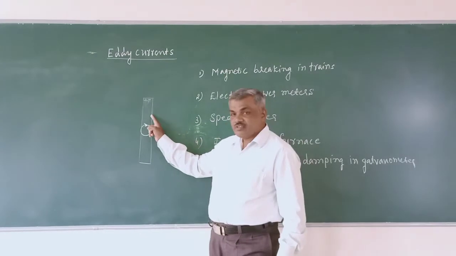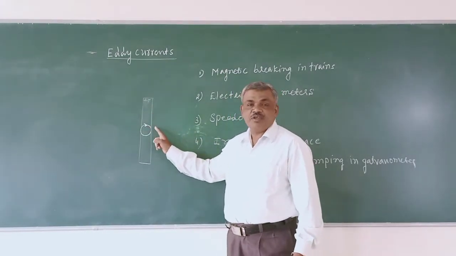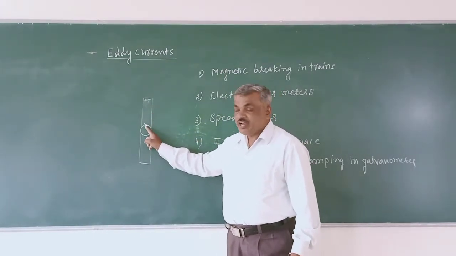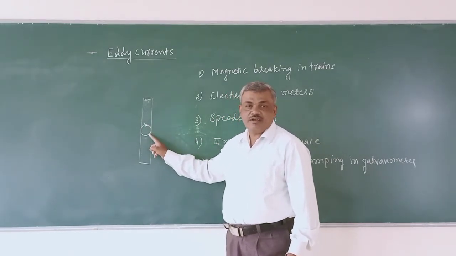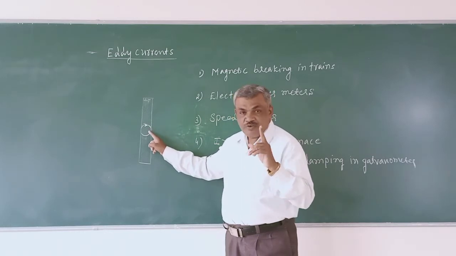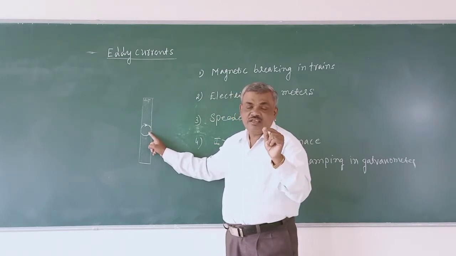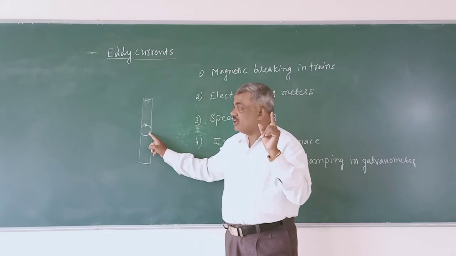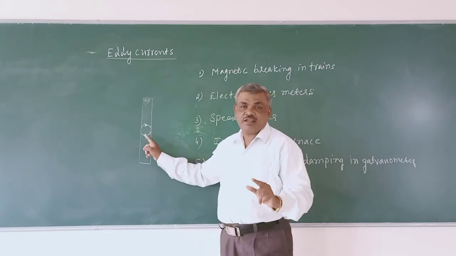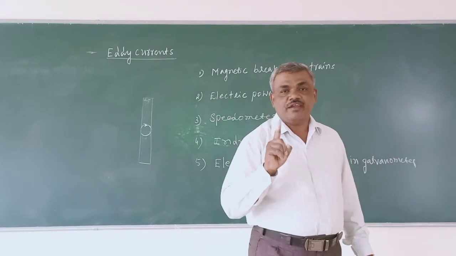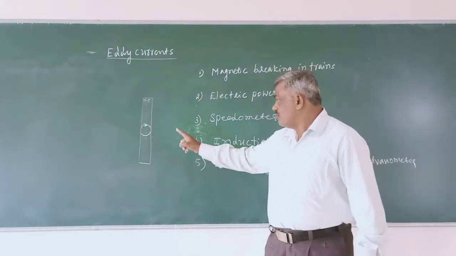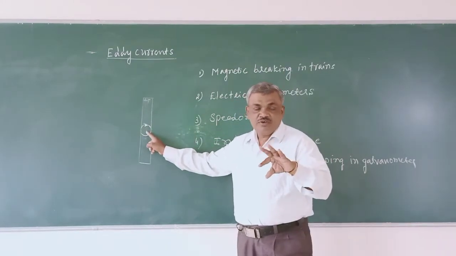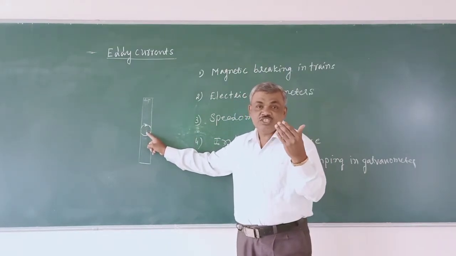Now here is the conductor and EMF will be induced. The circulating induced current in a conductor due to continuously changing magnetic flux linked with a coil or conductor is called eddy current. So what is the eddy current? The EMF induced in a conductor due to continuously changing magnetic flux in a conductor or metals.